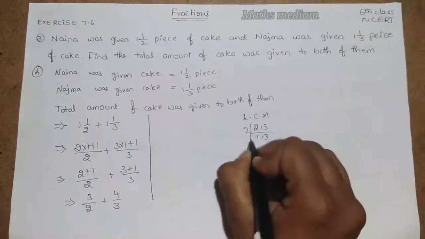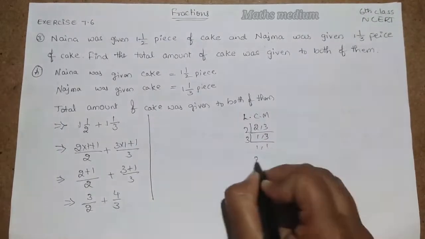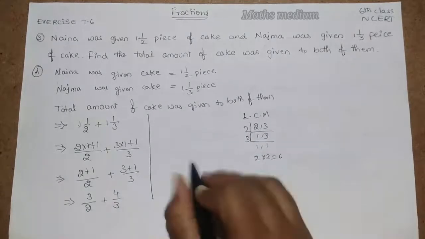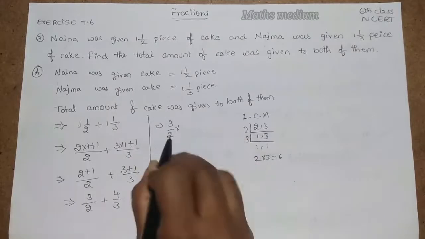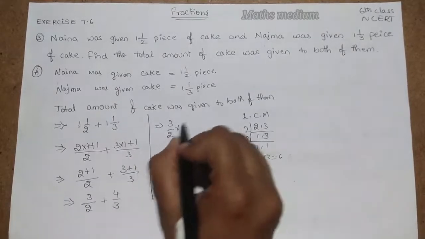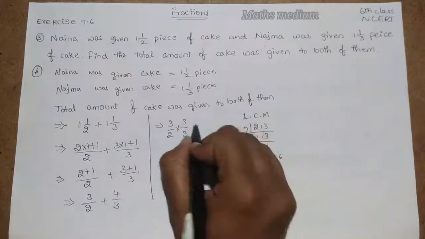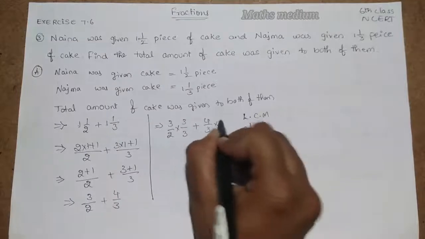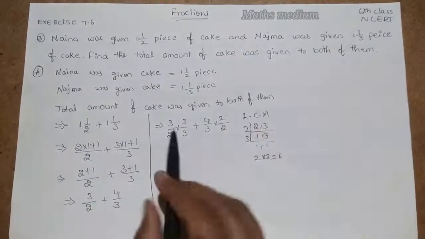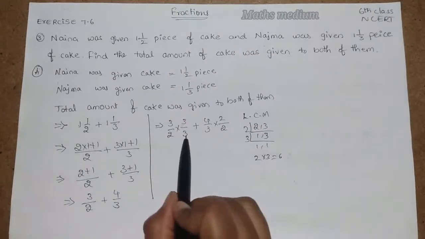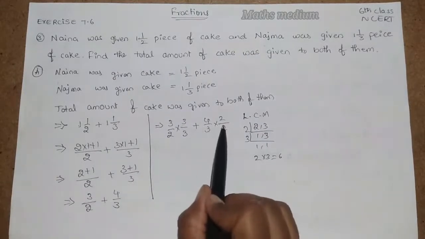We get 3, 1. So 2 into 3, that is 6, as the LCM. So for 3 by 2, in order to get 6 here, we have to multiply both numerator and denominator by 3. Here also for 4 by 3, we multiply both denominator and numerator by 2, because here 2 3s are 6 and here 3 2s are 6.